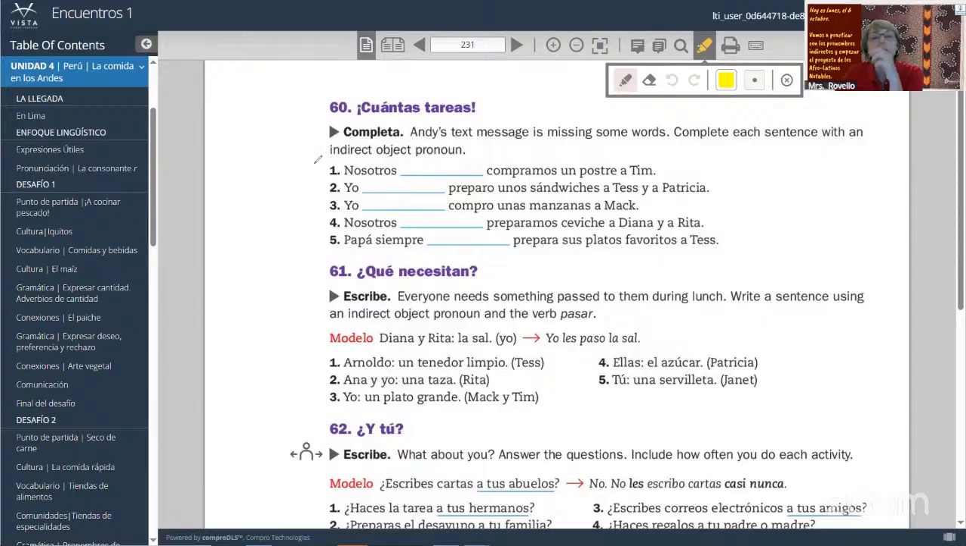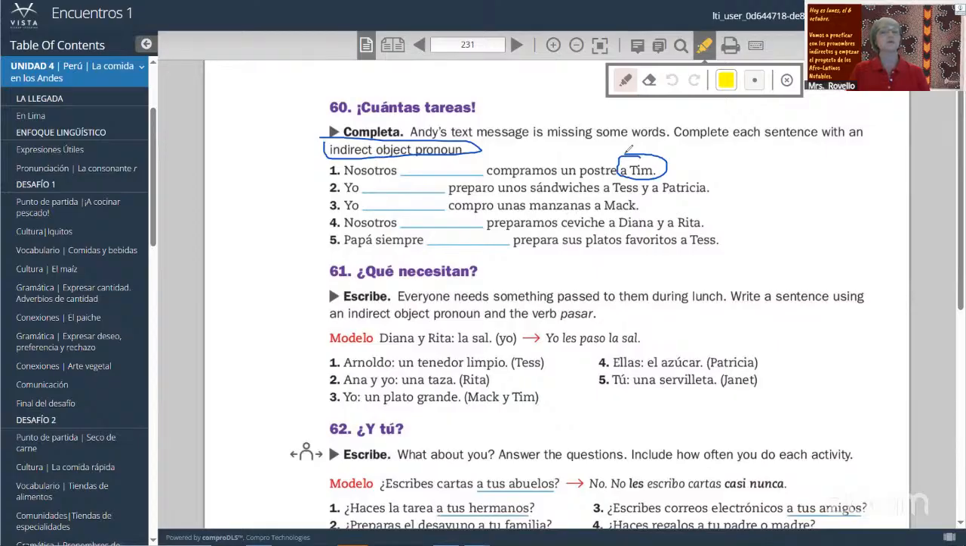It's too blue. Okay. So with an indirect object pronoun. Okay. So nosotros compramos un postre a Tim. So our clue, you guys, is Tim. So what we're trying to say is we are buying a dessert for Tim. So if Tim is one dude, right?